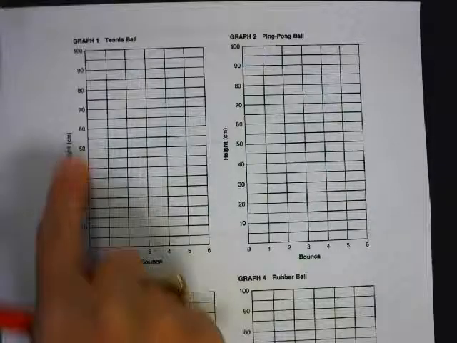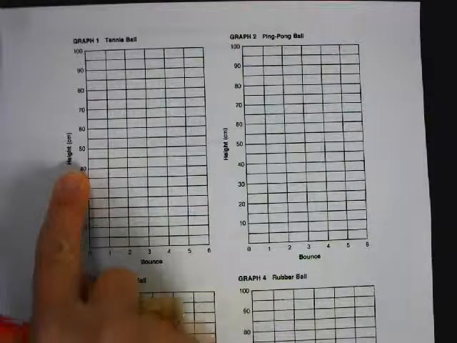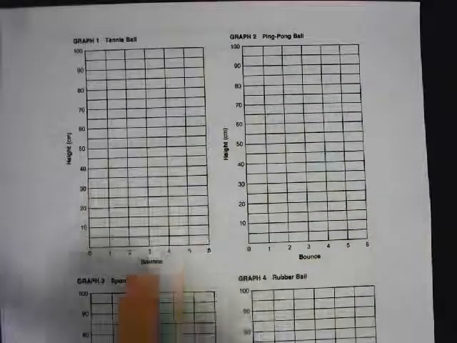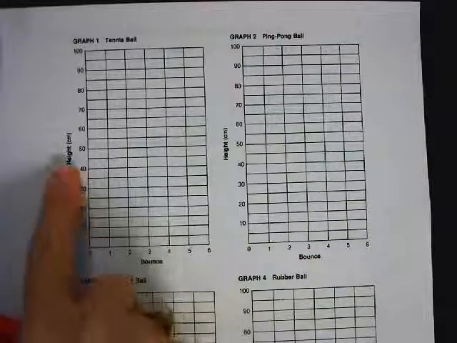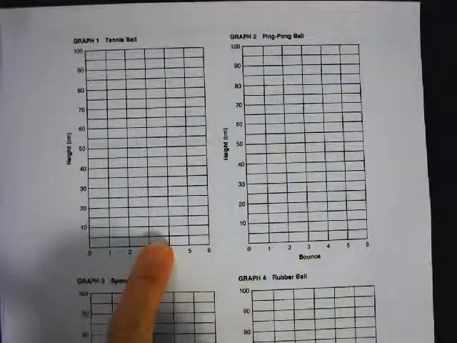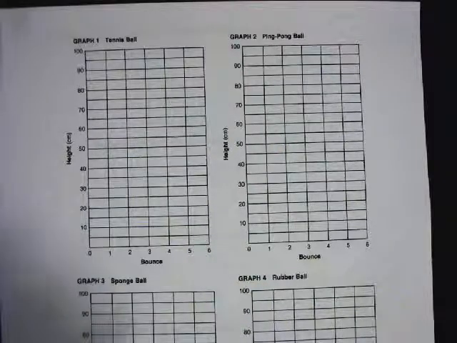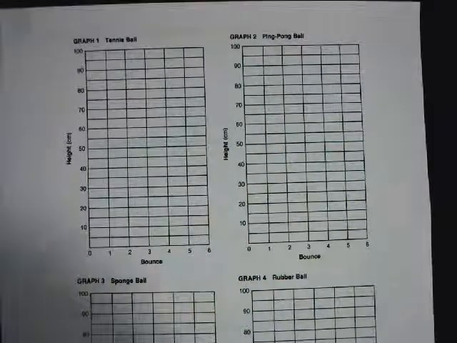After that, we have a graph for each ball, and you're going to graph the bounce and the height in centimeters. Now, these are going to be a best fit curve. We're not going to do a bar graph. We're not going to connect the dots. We're going to do a best fit curve. Then we're going to do our calculations.